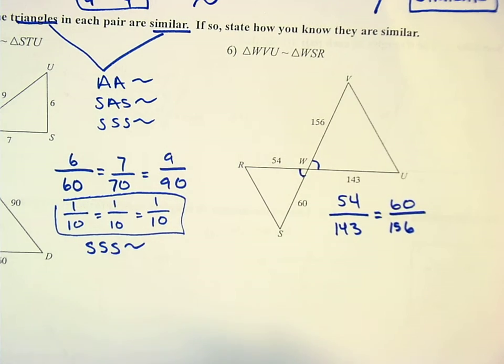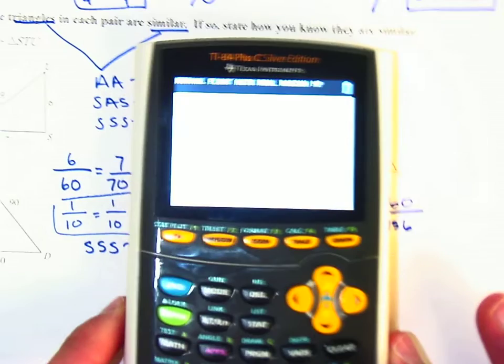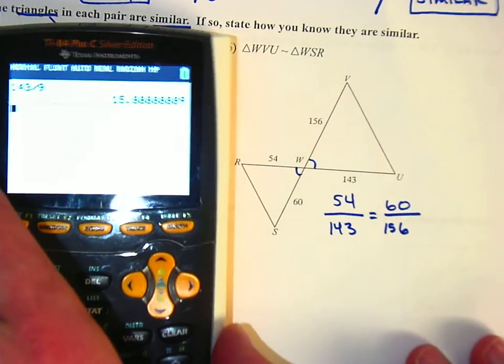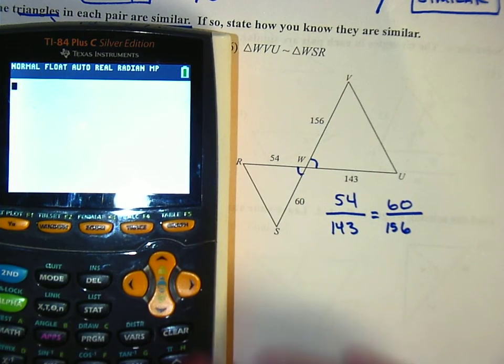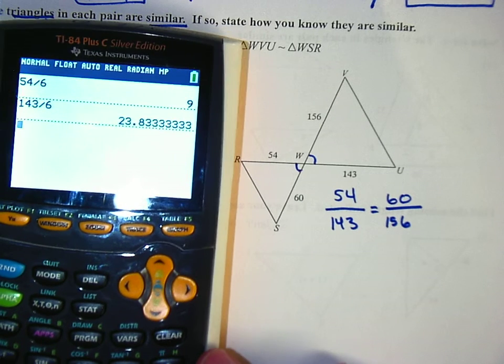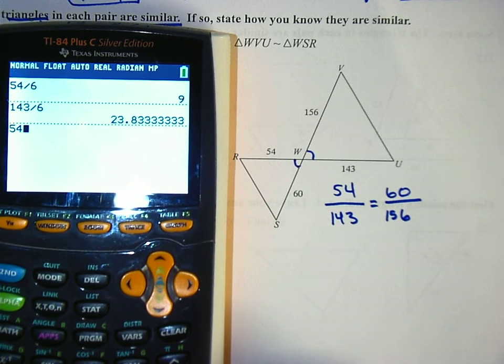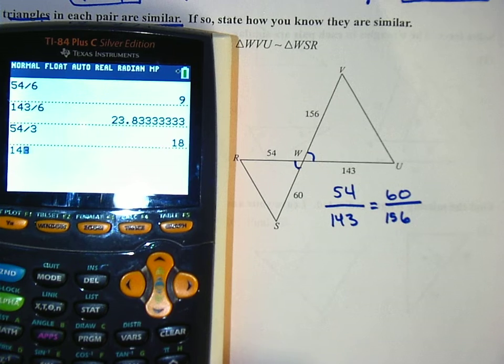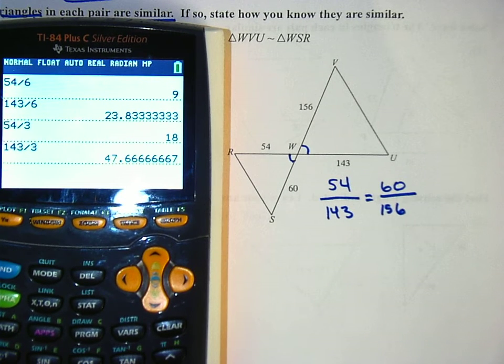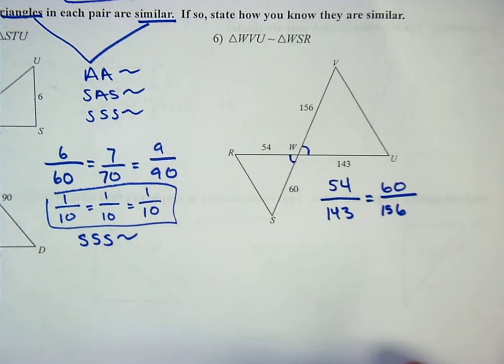Well, I know that 9 goes into 54. Does 9 go into 143? No. 6 goes into 54. Does 6 go into 143? Not quite. Maybe 3? No? Well, it doesn't seem like anything goes into 54 and 143.